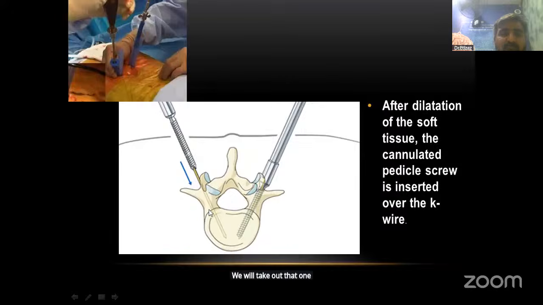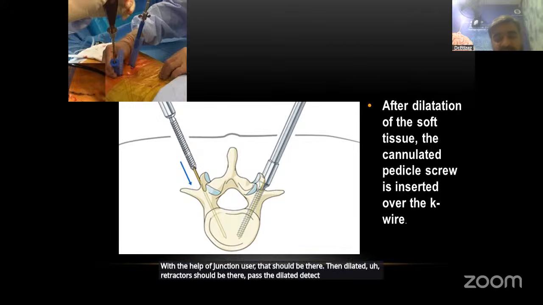There are two schools of thought. First is that with the help of the Jamshedi needle, that should be there. Then dilating retractors should be there. Pass the dilating retractor for more dilatation. It's up to you. Dilate all the levels all the way until you have reached the vertebral body and posterior elements with the help of the Jamshedi needle.